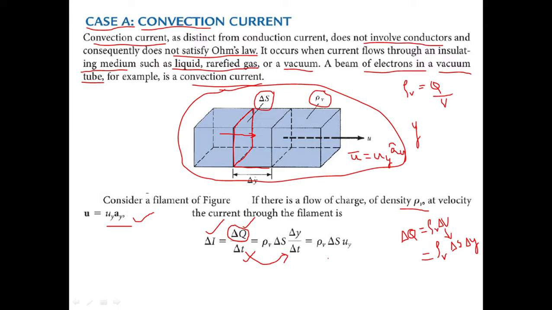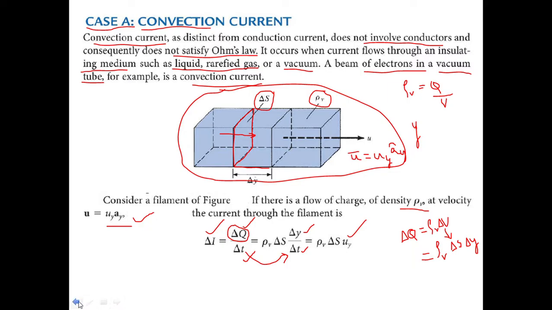So what do you get here? Now rho V into delta S, and this is distance by time taken. As you know, it is velocity uy, because it is in the y direction. So this delta y by delta t is nothing but change of distance per time, so meters per second. So that is nothing but velocity, right?